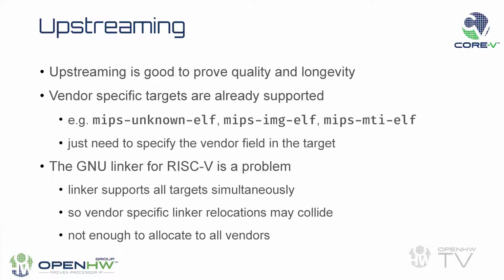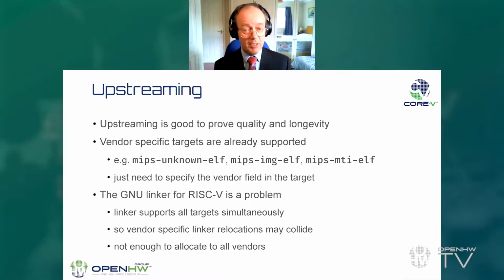Things are slightly harder for Core-V because the GNU linker supports all GNU targets simultaneously. And with RISC-V and Core-V, we may have multiple vendor-specific toolchains upstream, and vendor-specific relocations may collide. There are not sufficient vendor-specific relocations for each vendor to have their own set, and in any case, this would need a central authority controlling allocation. Work is currently in progress by RISC-V International to adopt a generic solution to this problem.